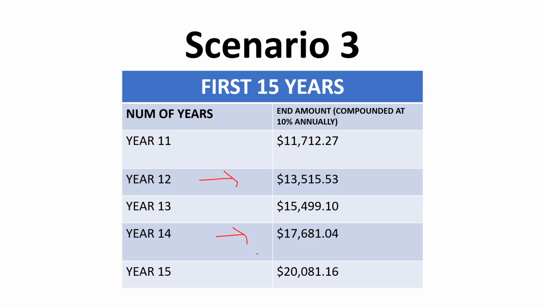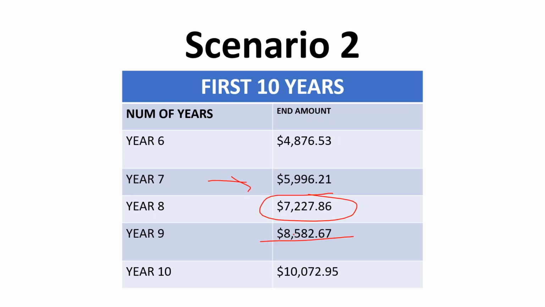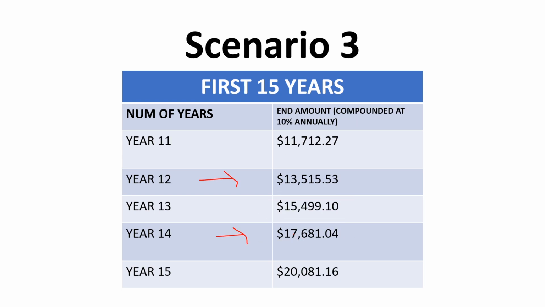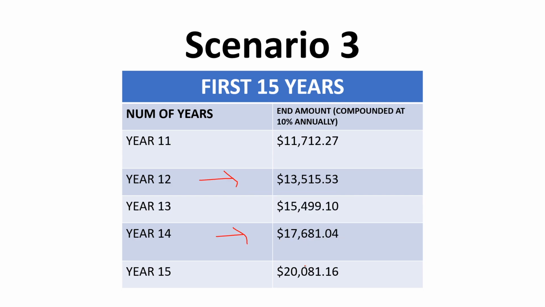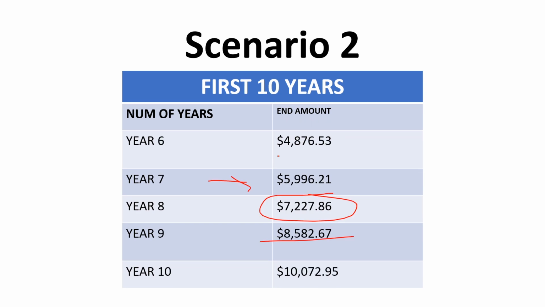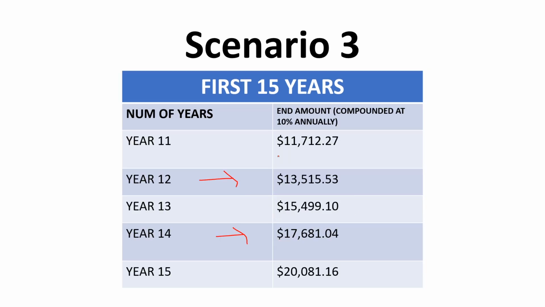End of year 14, $17,681.04. End of year 15, $20,081.16. Just 5 years, okay? 5 years, we are already up about $5,000 because remember year 15 versus year 10. So going from 10,000 to 20,000. Now year 16, the end of year 16, we are almost done. $22,721. So 22,000 versus 632.